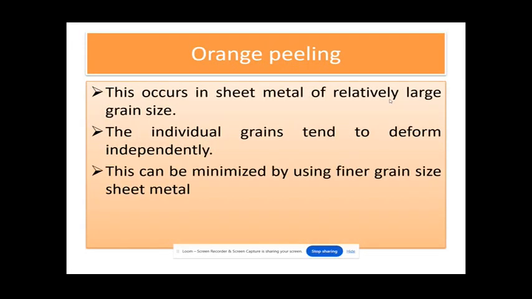Then we talk about the orange peel effect. This occurs in relatively large grain size material. The individual grains tend to deform independently. This can be minimized by using fine grain size sheet metal.